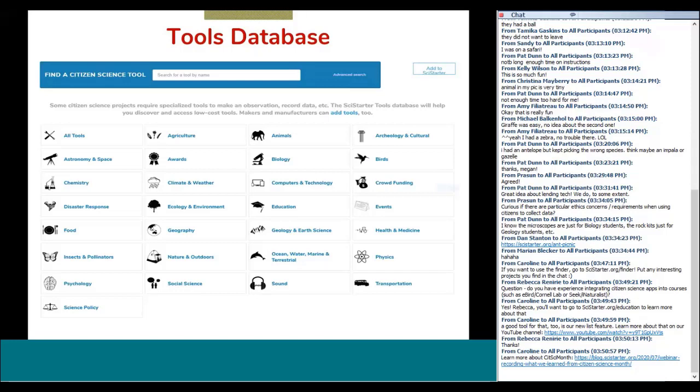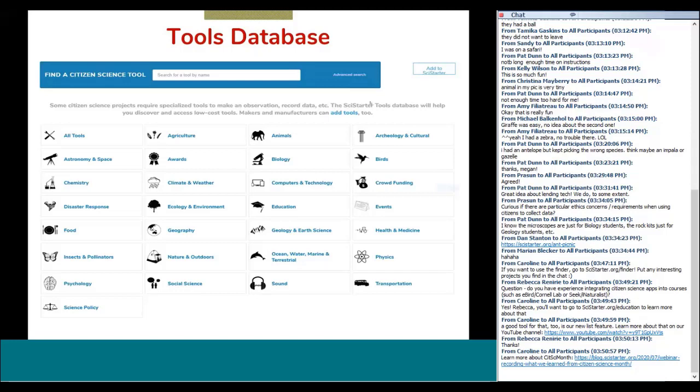I also put in the chat links to our new list feature, which is a fun way to optimize the project finder to make lists of your favorite projects and track the number and frequency of contributions. For example, if you're doing a program with students or faculty and you want some analytics, the list feature is a free way to get those for different affiliate projects on SciStarter. And there's also the scistarter.org/education page.